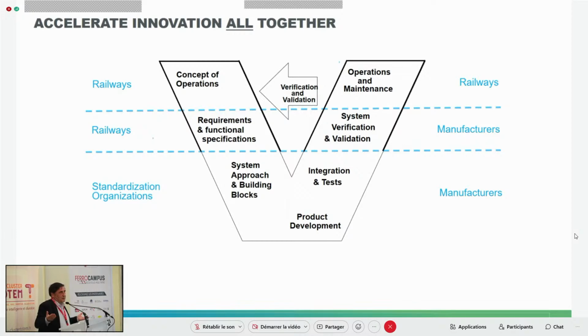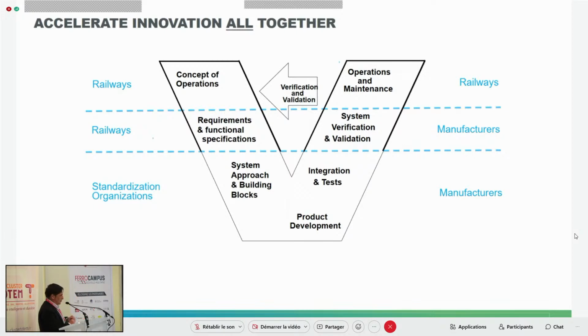And the beauty of this V-cycle is that it is telling you where the collaboration is. When you define the user requirements, when you define the concept of operations, it's about the user, it's about the railways, for other users, because it's a B2B business, it's a B2C business in the case of railways. So you start with that. That's typically where UIC is positioning, is defining the specification. You have to define what you want to do with the things.